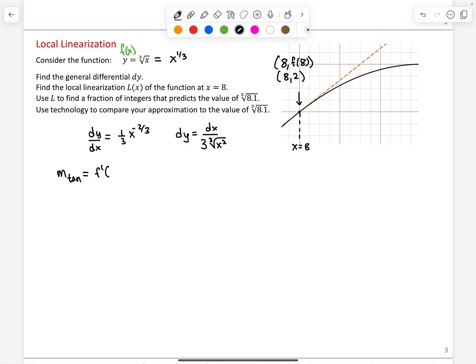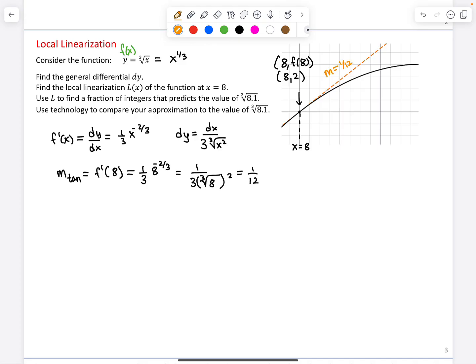Well, that'll simply be f prime of 8. Keep in mind that dy/dx is just f prime of x. So we need to plug in 8 right here for this x. 1/3 times 8 to the negative 2/3. That's the same thing as 1/3 times the cube root of 8 squared in the denominator. The ordering of doing the square, you can square the 8 first and then do the cube root, or you can do the cube root and then square. That's actually easier to do if I'm not using technology. Cube root of 8 is 2, and then squared that is 4, and then times 3. We get a slope of 1/12.